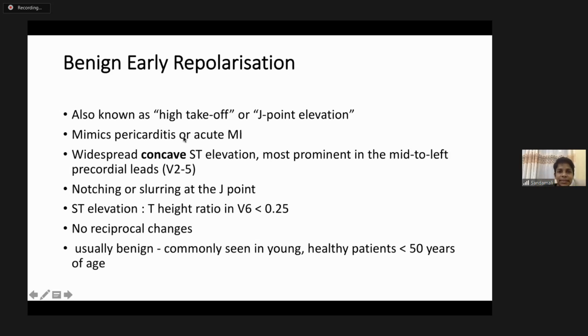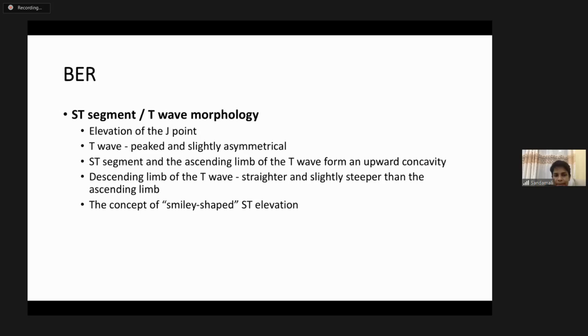So, benign early repolarization shows ST elevation in ECG. We identify them as high takeoff or J point elevation. These ST elevations can mimic pericarditis or acute ST elevation MI. Those are usually concave ST elevation. And two important features are there can be notching or slurring at the J point, and there will not be any reciprocal changes in these ECGs. These benign early repolarization changes are usually benign and mostly seen in young, healthy people.